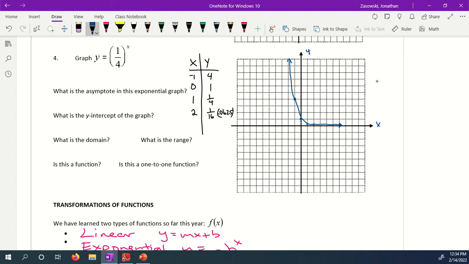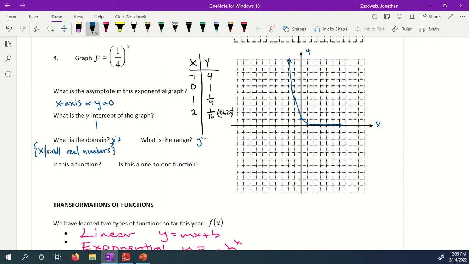So the asymptote to this graph would be the x-axis, which has the line y equals 0. The y-intercept is at the point (0, 1), so that's 1. The domain is the x's. In this case, that is all real numbers. And if we wanted to, we could do the set of x such that x is an element of all real numbers.